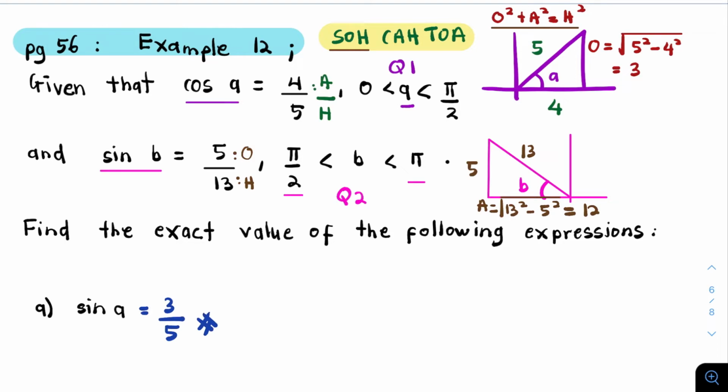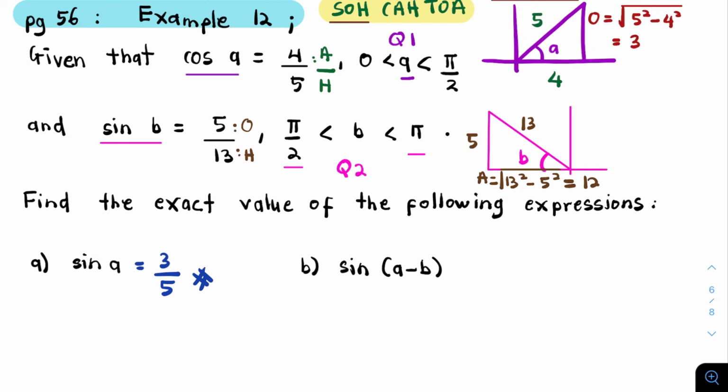Okay, now let's look at part B. The question asks you for sine of A minus B. For this, you have to use the subtraction formula. The formula says that sine of A minus B is equal to sine A cosine B minus cosine A sine B. So what you have to do is simply substitute the exact values. Where can you get the exact values of sine A and cosine B? You can get them from your triangles. This is basically back to Maths 1.